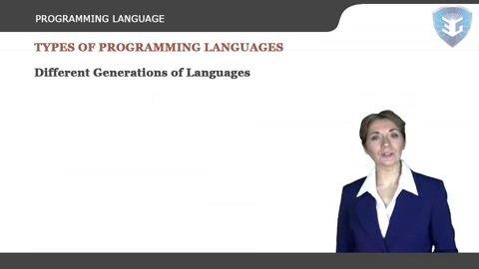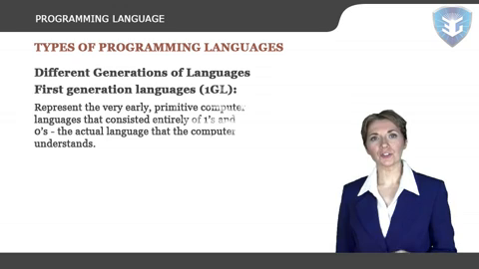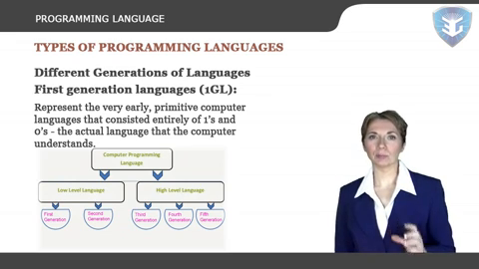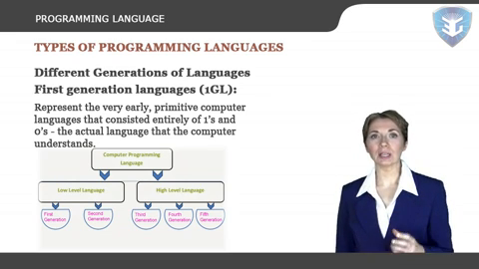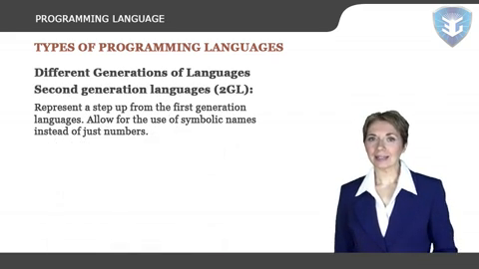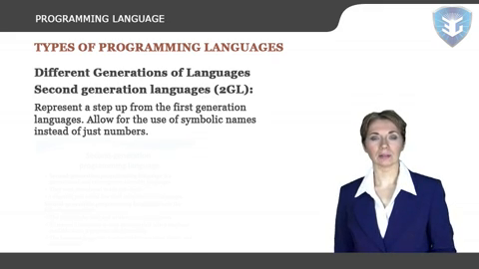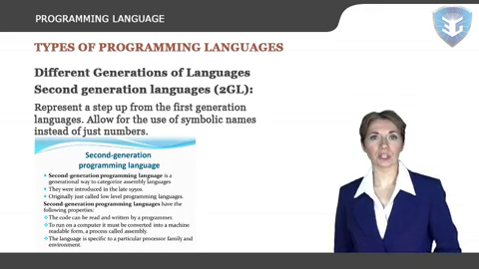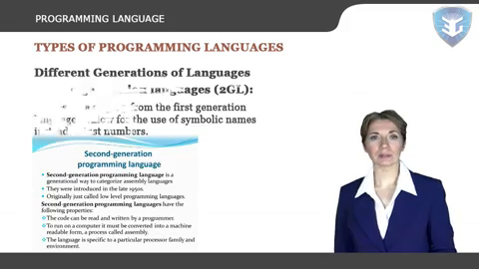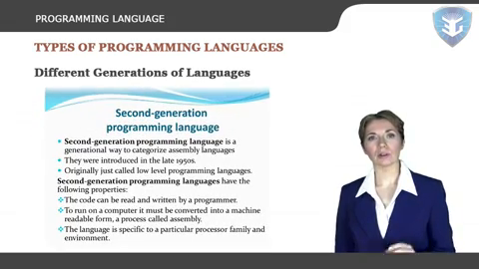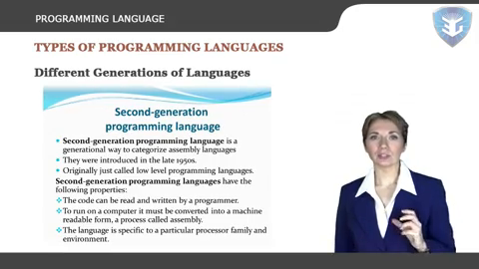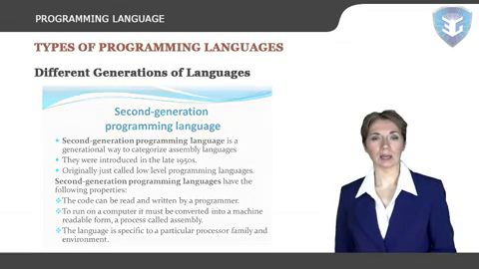Here we will talk about different generations of languages. First generation languages, 1GL, represent the very early primitive computer languages that consisted entirely of ones and zeros, the actual language that the computer understands. Second generation languages, 2GL, represent a step up from the first generation languages, and allow for the use of symbolic names instead of just numbers. Second generation languages are known as assembly languages. Code written in an assembly language is converted into machine language, 1GL.